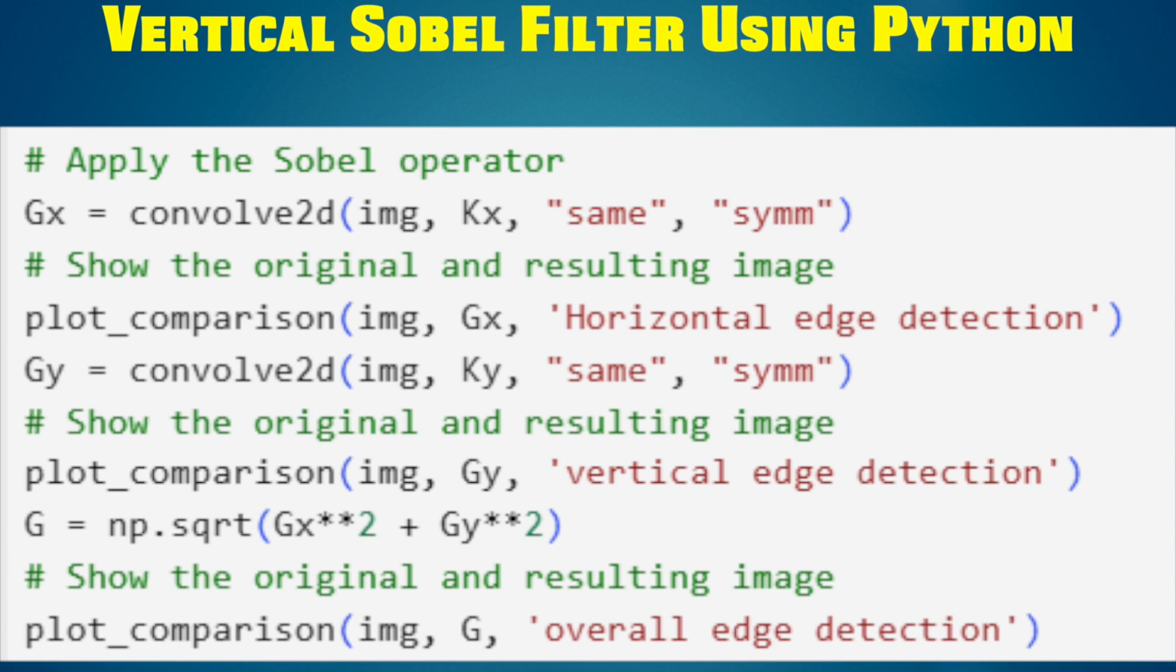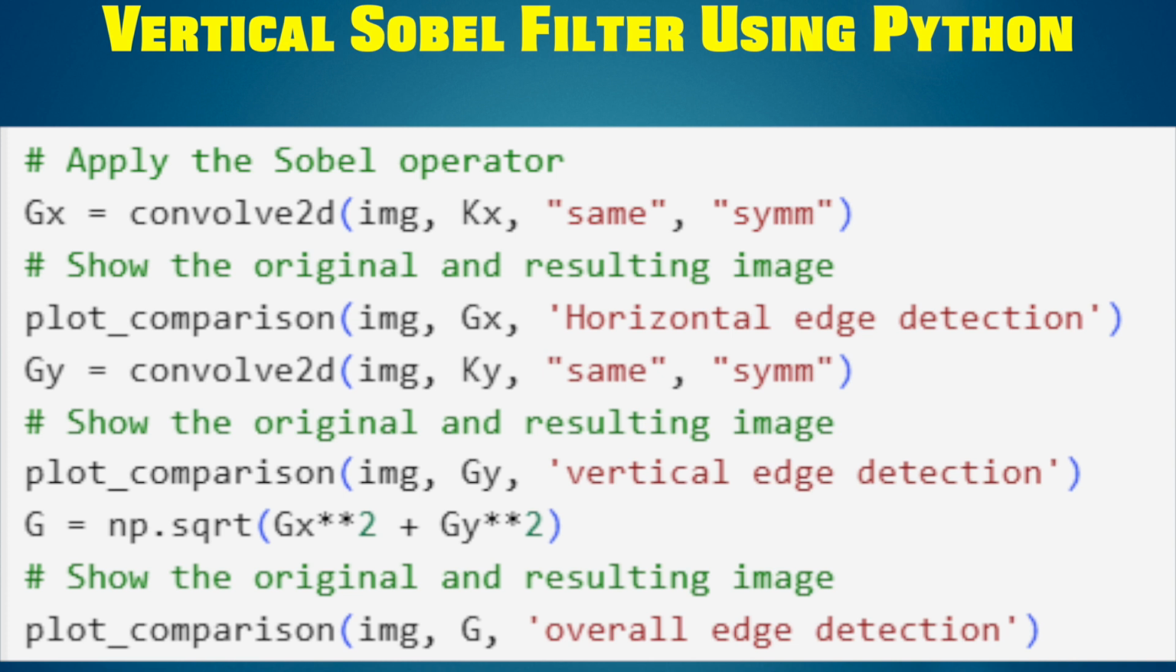And for the y direction, I have to use the ky. The ky is actually the conjugate of the x. And then if you want to see both of these, meaning the original image and the y direction edges, then we have to use the plot comparison command.